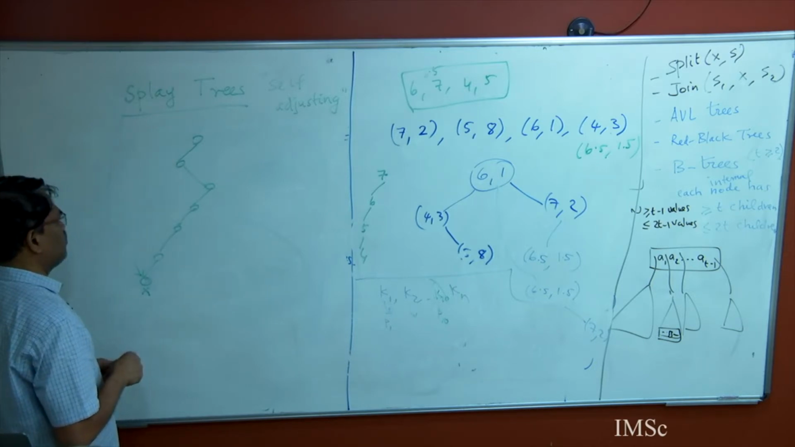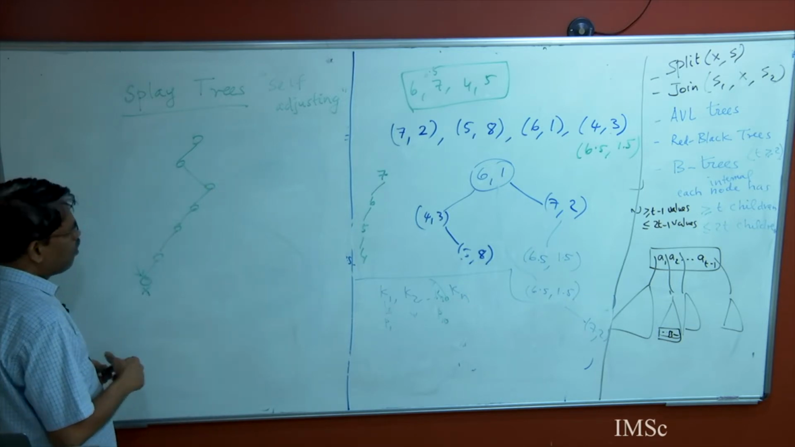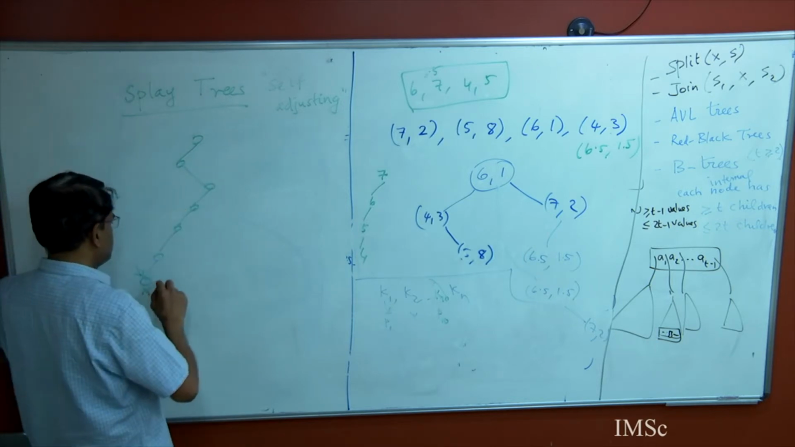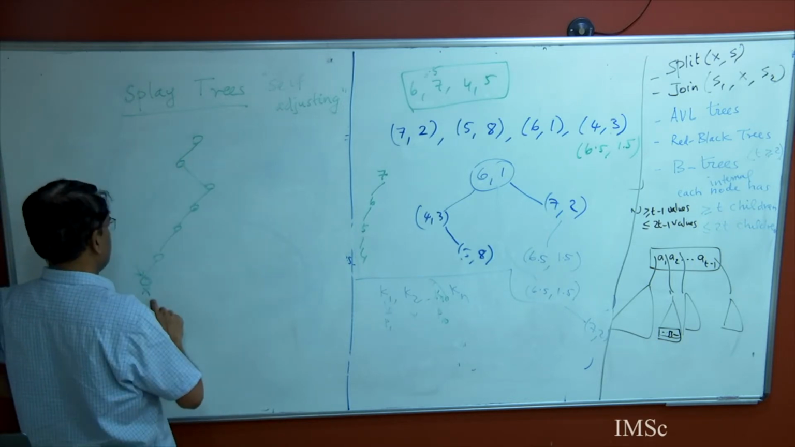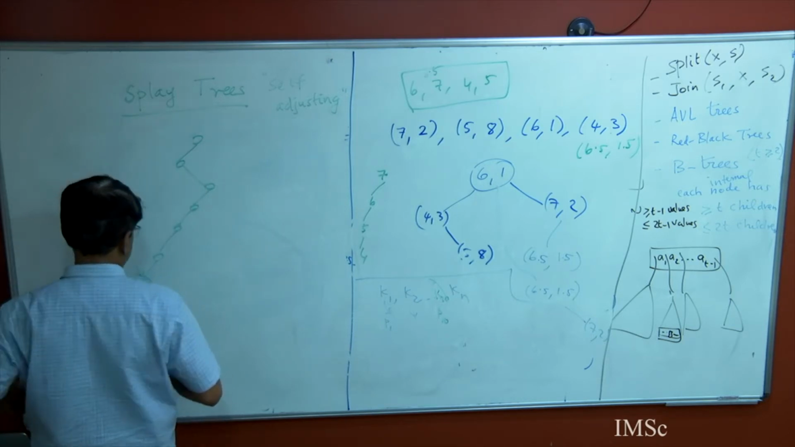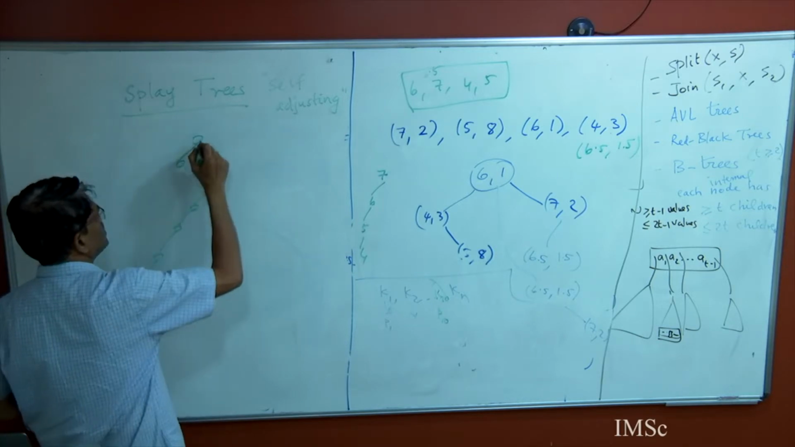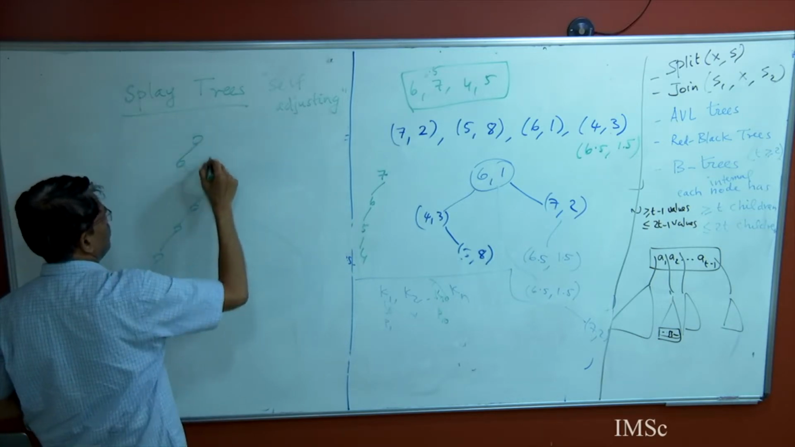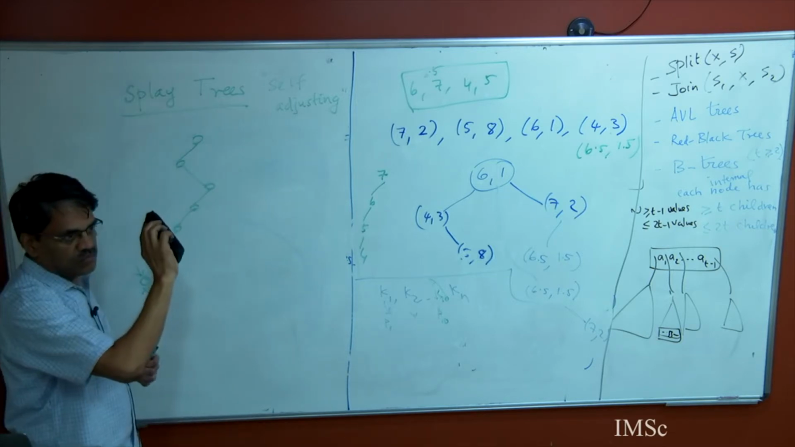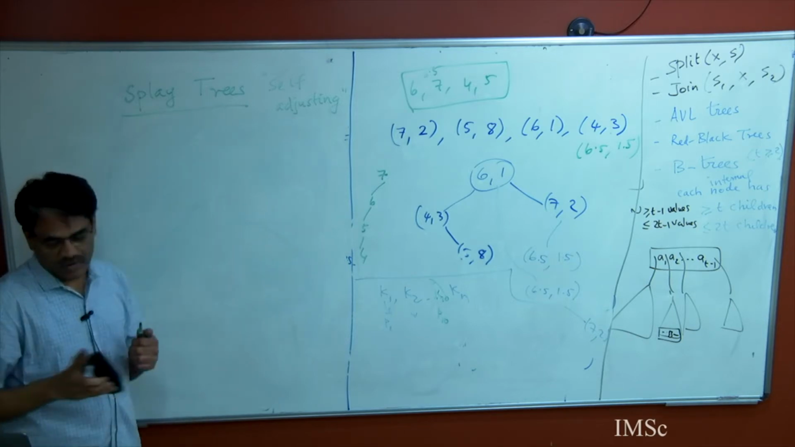But in the process, somehow you want the overall time for a sequence of operations to be logarithmic. So one idea is, let's say I bring it to X. How do I bring it to the root? How do I do it? Maybe I do some rotations, single rotations. You want to bring it to the root. I'll tell you why.